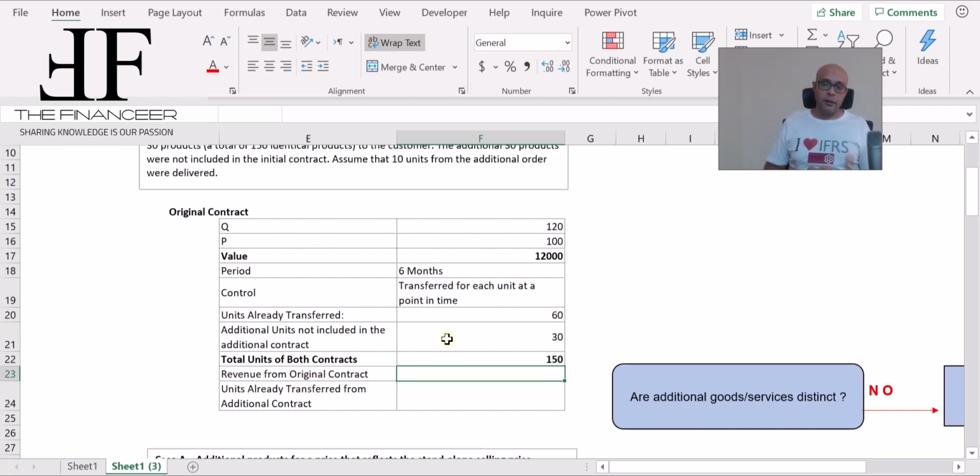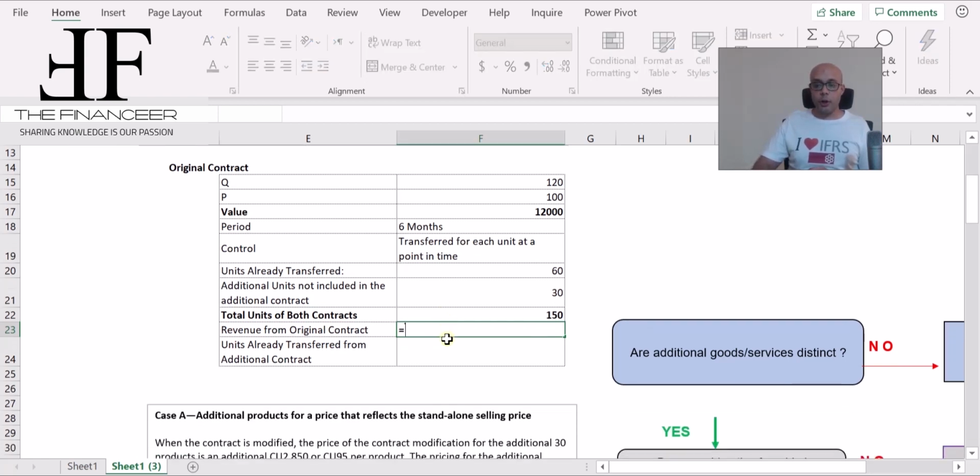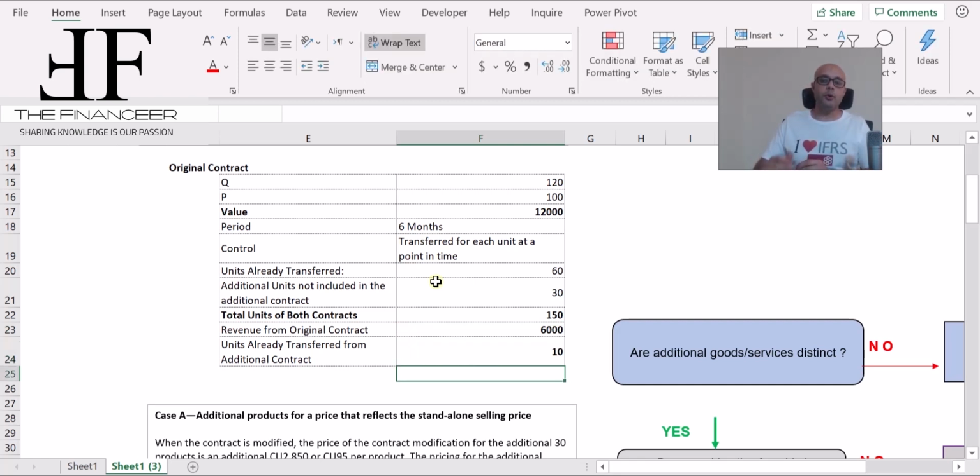Now let's calculate the revenue from the original contract. We have transferred 60 units. This is the first batch to the customer. So from the original contract, we had 60 units. This was transferred, and the price for each one of these units was $100. So the total revenue from the first batch of the original contract is $6,000. Assume also that 10 units were already transferred from the additional contract. So this is the full information that we have.